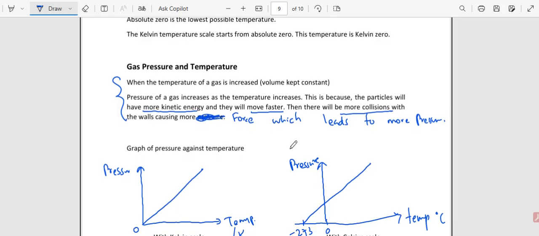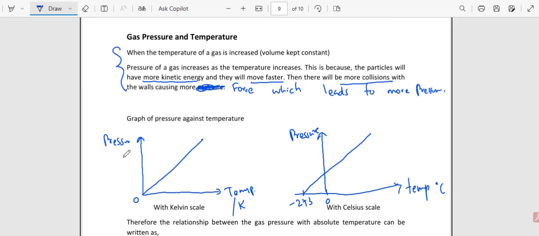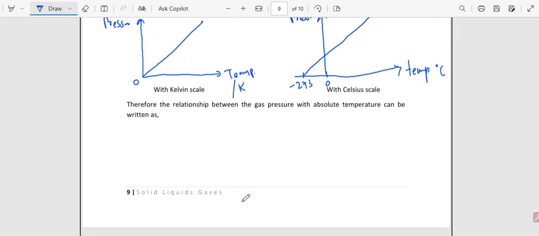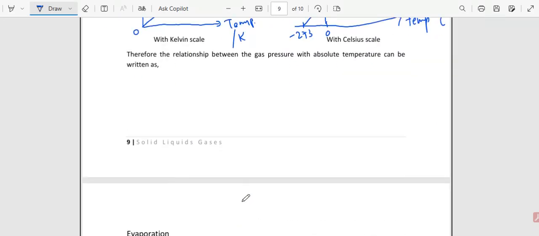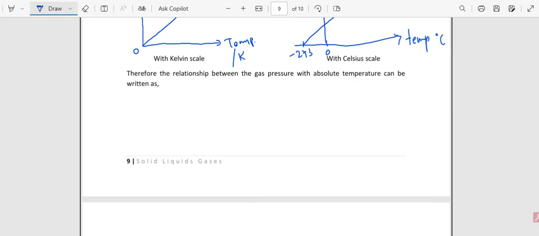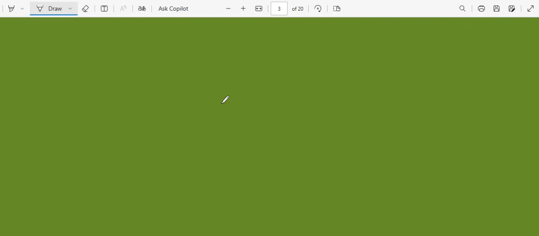So this relationship you have to know, the pressure and the temperature. When the temperature is increased, the pressure is increased. Now we can do it in a calculation. The relationship between this temperature and the gas pressure we can do as a calculation. So remember, the pressure is directly proportional to the Kelvin temperature. Remember, this is always the Kelvin value when you're doing the calculations. Keep that in mind.